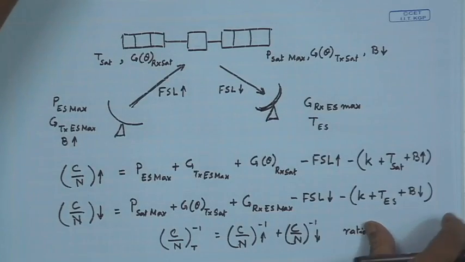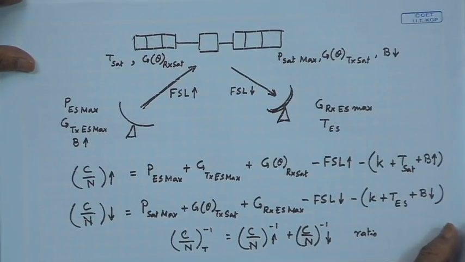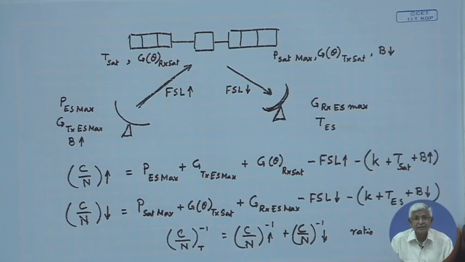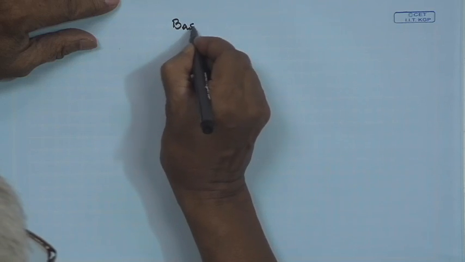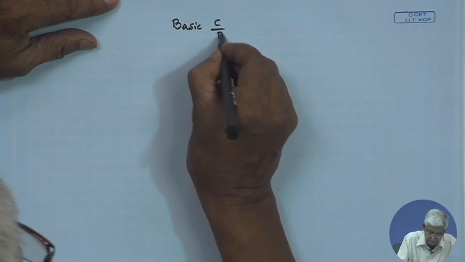If you add, then you get the required C by I. So, this calculation we should do to find out what is the required C by I, but then you have to find out what is the available C by I. Let us do that calculation quickly. Pictorially, it's much easier, isn't it, when we do it pictorially in dB. So, let us do some basic C by I calculation.